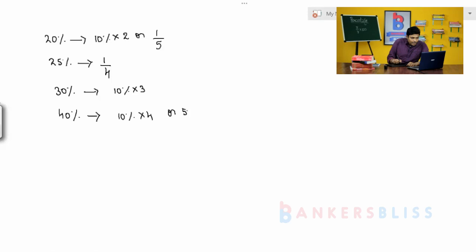or 50% minus 10%, or 20% into 2. 20% means 1 by 5. 1 by 5 into 2, you are going to get 2 by 5, so 40% means 2 by 5. When they ask you to calculate 40%, automatically these things have to come to your mind: 40%, 10% into 4, 50 minus 10, or 2 by 5. Somewhere if you get a fraction like 2 by 5, then you have to consider it as 40%.